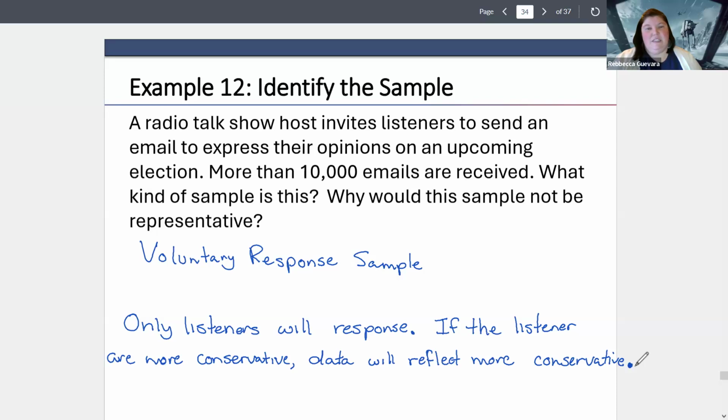So yeah, this has caused the problem because really it's the people who are going to be engaging with that program, the ones who are going to give their opinions. So it's going to be very strong towards whatever group of people tend to listen to that program. So if it was a more conservative program, the data reflect more conservative values. And when people are calling in to express their opinions about an election, they're probably more likely to say they vote for the Republican candidate.